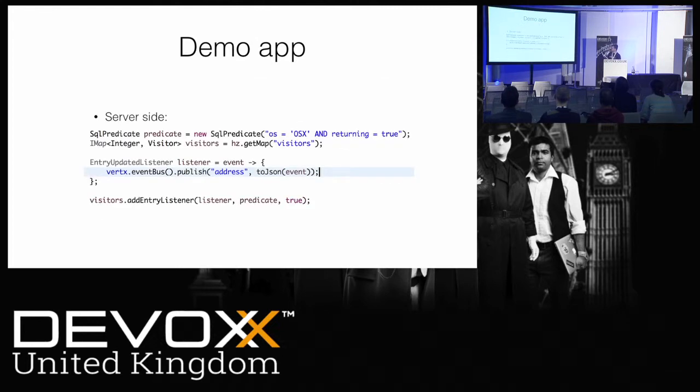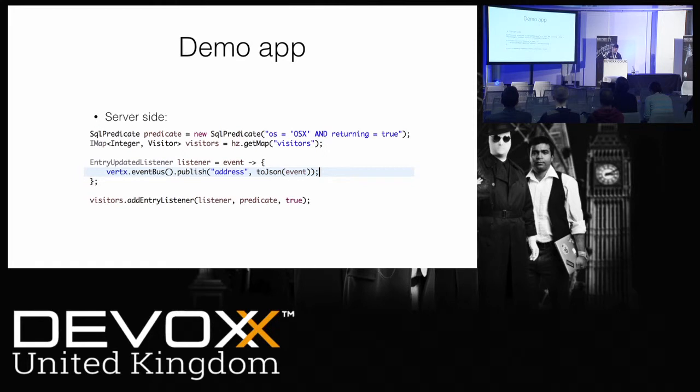So what happens? Here on the server side, we have the same code. I have my predicate, I have my event listener. But when I get a callback, I say to Vert.x, just publish it, just send it to whoever is listening. All I need to do is convert the event to JSON, which I do based on my visitor object, and I tell it which address to publish it to. That's it. Simple.